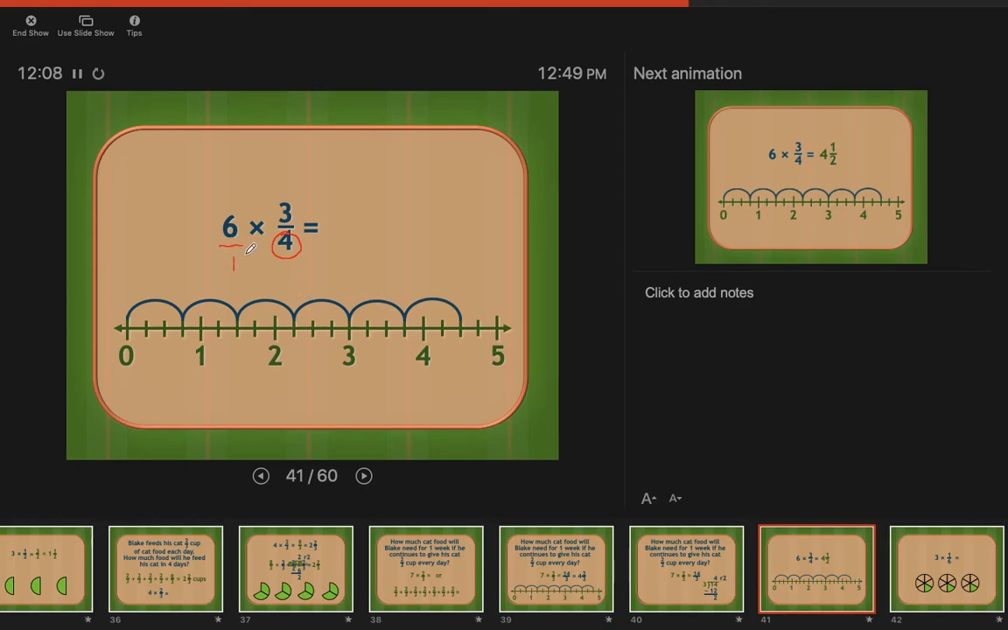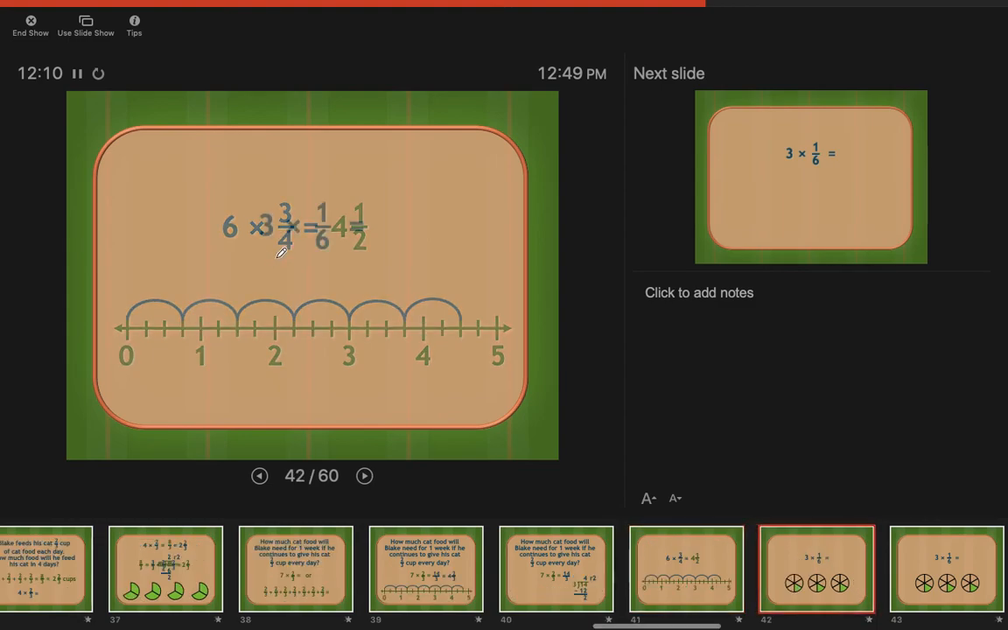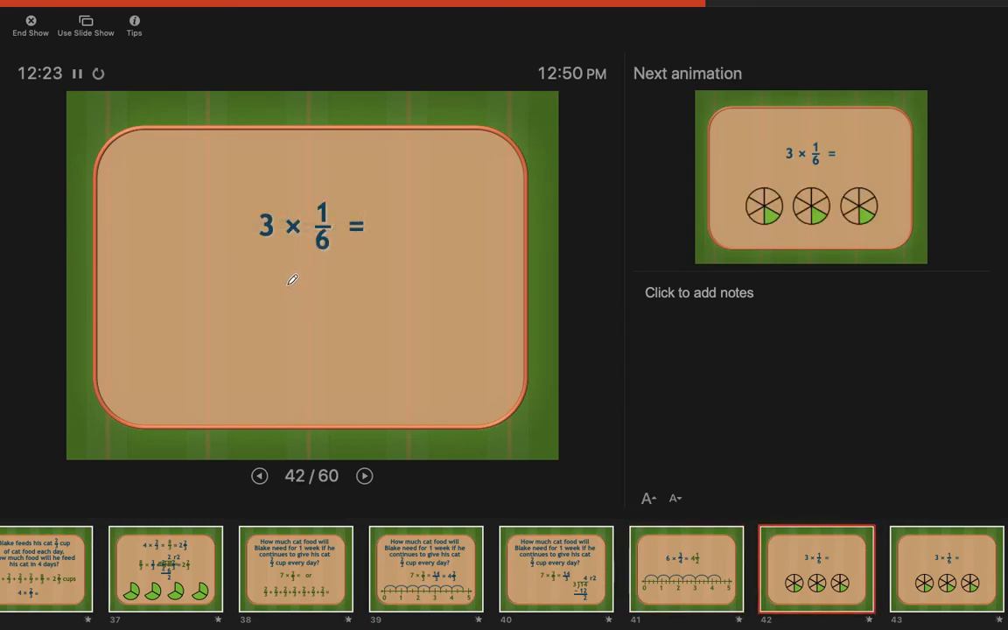This is 6 over 1. 18 over 4 is going to be your improper fraction. Change 18 over 4 to a mixed number. You should be at 4 and 1/2.